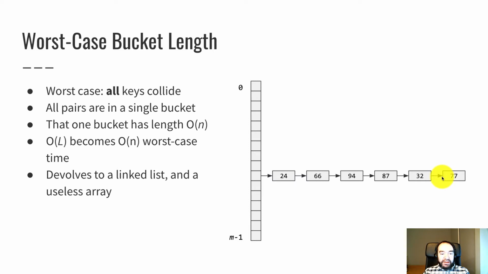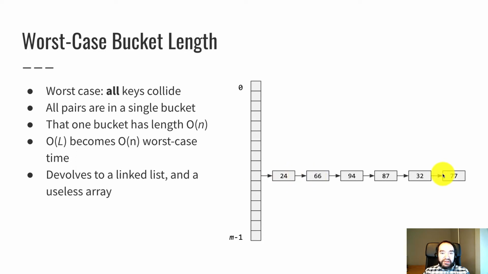So that one bucket has length big O of n, and then that big O of L runtime becomes big O of n time, because anytime we loop through this list, we have to visit all n elements. So searching would involve evaluating the hash function, deciding on an index, but we always pick the same index, and then you have to loop through every single pair in the whole linked list.